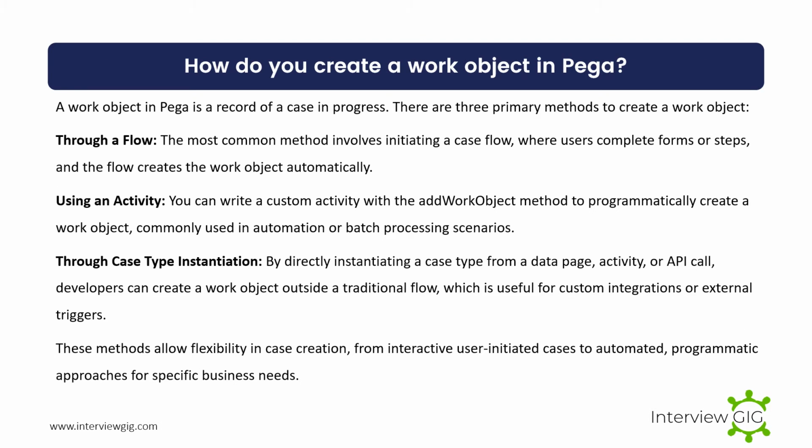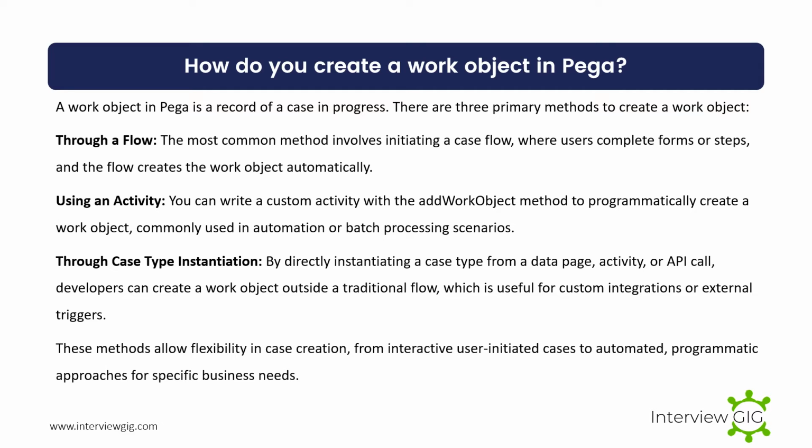How do you create a work object in Pega? A work object in Pega is a record of a case in progress. There are three primary methods to create a work object. Through a flow. The most common method involves initiating a case flow, where users complete forms or steps, and the flow creates the work object automatically. Using an activity. You can write a custom activity with the addWorkObject method to programmatically create a work object, commonly used in automation or batch processing scenarios.